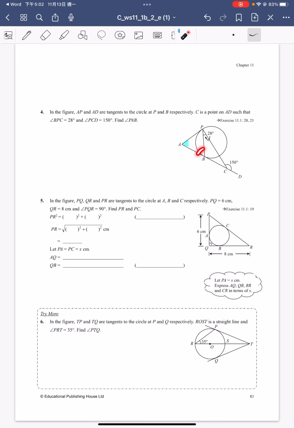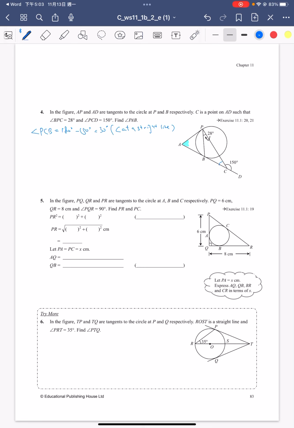If you consider this triangle, this is the exterior angle, which equals this angle plus this angle. And how can you find out this angle? Just using the angle on a straight line. First of all, we need to find this angle PCB. So we have angle PCB is equal to 180 minus 150, giving you 30 degrees by using the angle at a straight line. So that is equal to 30 degrees.